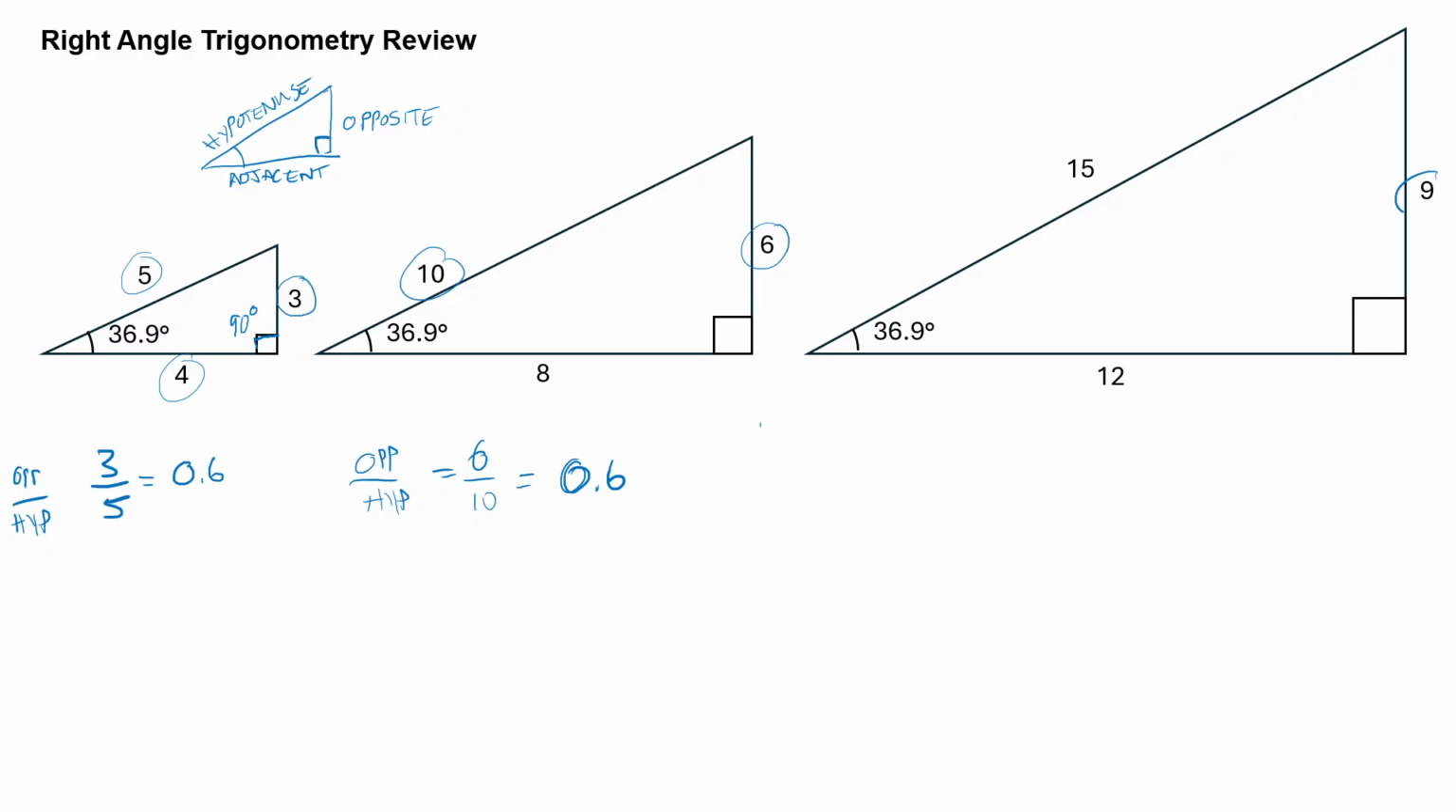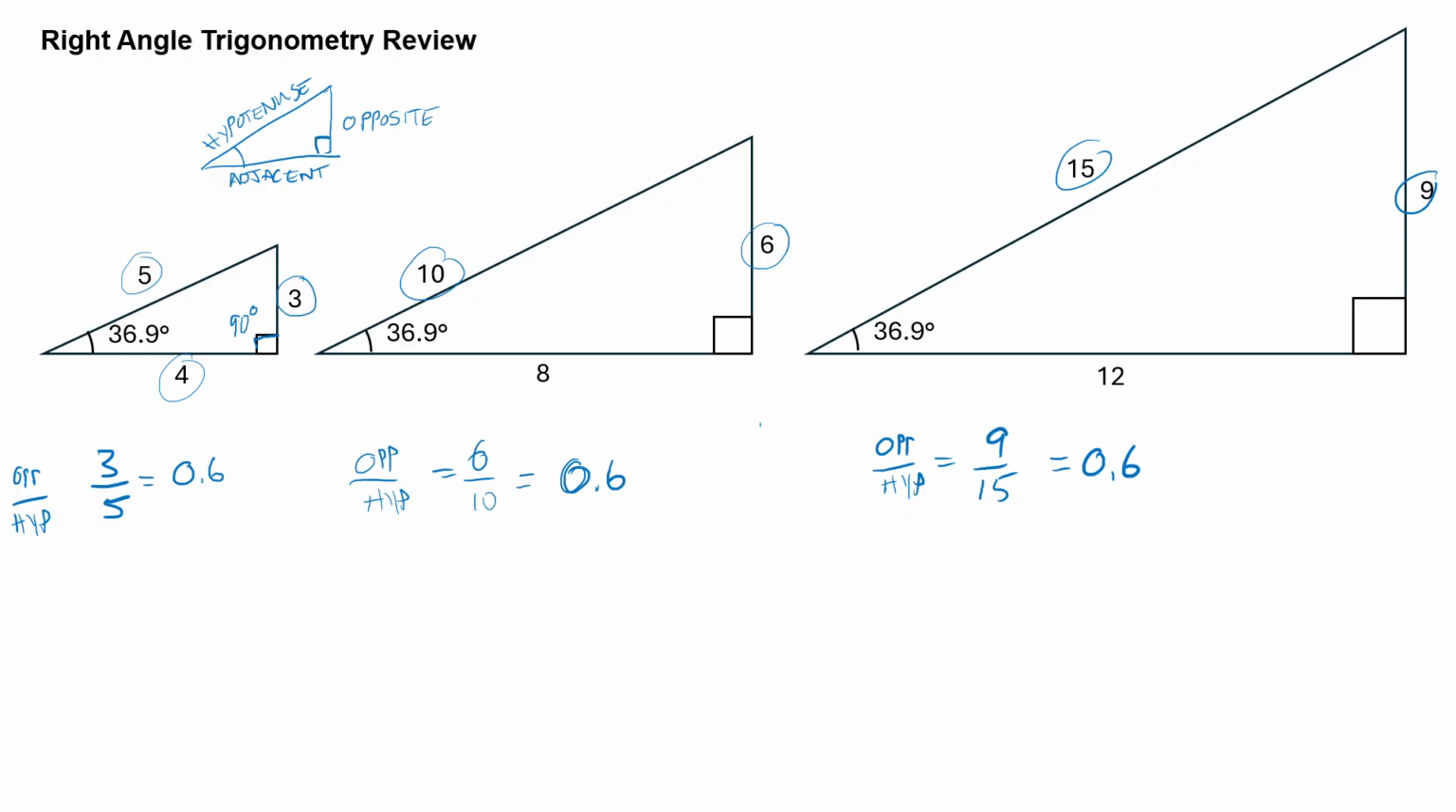Okay, here's the 3 times the size triangle. Let's see, I've got 9 and 15 as my opposite and my hypotenuse. So if I take that opposite over my hypotenuse, I'm going to get 9 divided by 15. Now let's see, what's 9 divided by 15? Oh my gosh, that's also 0.6. You know, if I took this triangle and made it any bigger or any smaller, as long as I got that 36.9-degree angle, that ratio of the opposite to the hypotenuse is always going to be 0.6 for this particular triangle.